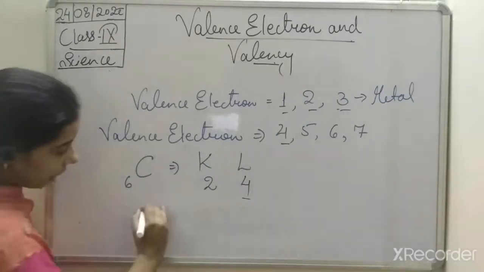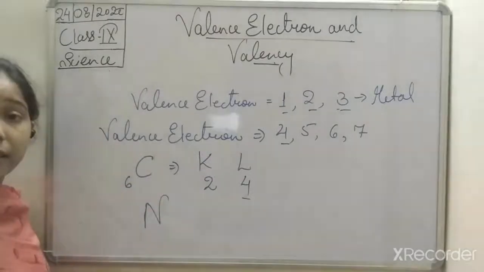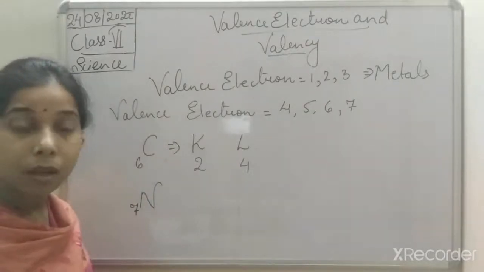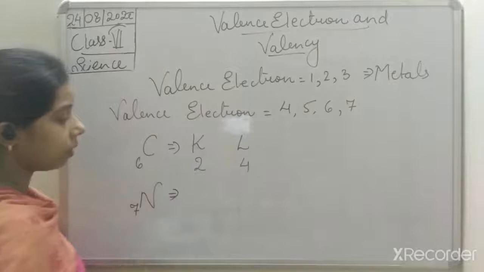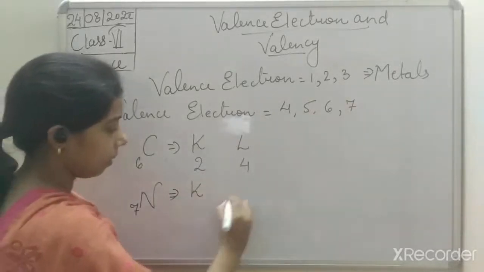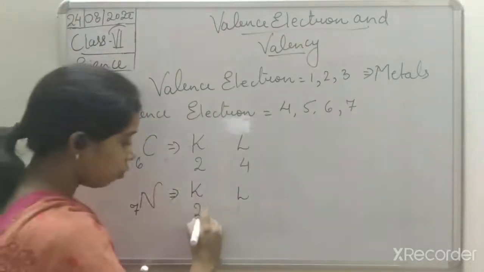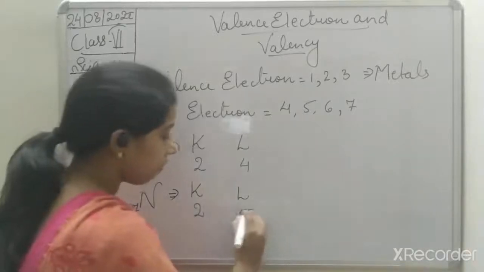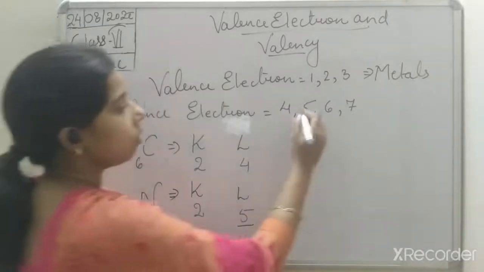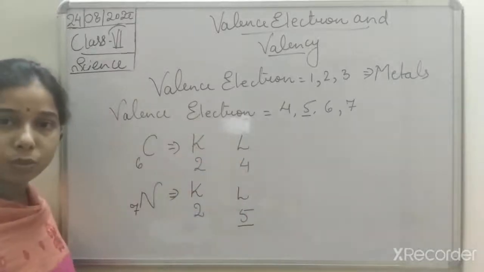You can take another example like nitrogen. In the case of nitrogen, the atomic number is 7. So if its atomic number is 7, students, then what will be the electronic configuration? It will be K, L. Now see here, in the K shell, 2 electrons will be there. In the L shell, 5 electrons will be there. So you can see here the 5 electrons. So 5 valence electrons are present in nitrogen.